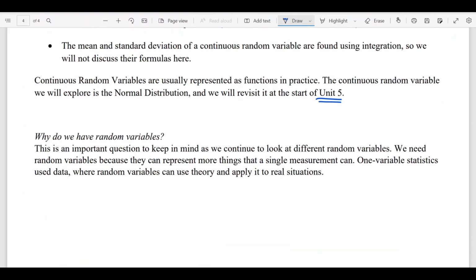The last thing I want to comment on before we wrap up this section of notes is, why do we have these? Why did we all of a sudden introduce these, especially after our conversation on probability? Random variables help us represent more things than just a single measurement can. When we were looking at probability before, we were looking at the probability of a single event, or 2 events occurring together. That's great, but we want to use random variables to apply to situations where you have many possible outcomes, and it lets us use theory to apply to those real situations. And that wraps up our lesson on Notes 5, Discrete and Continuous Random Variables.